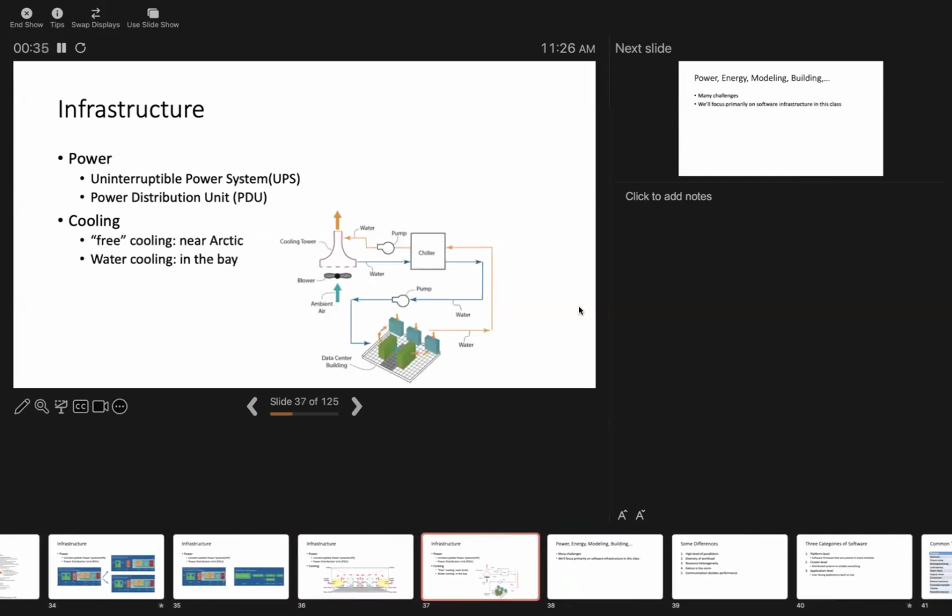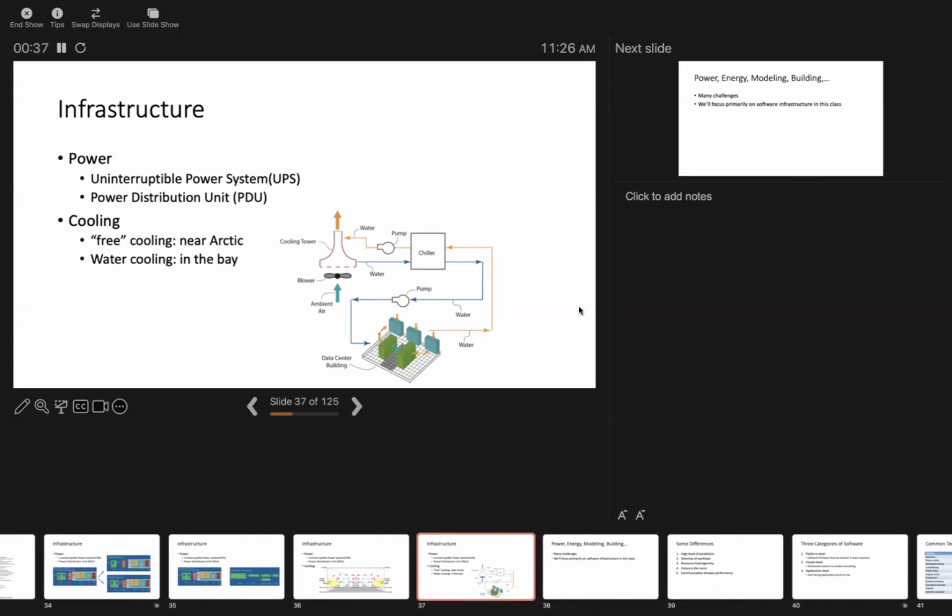And then this is the cooling tower, right? So the cooling part, cooling also takes a lot of electricity. So there are different ways of doing this. One is free cooling, right? So they are building some data centers near the Arctic. There you just blow the outside air in, and it's very cool.